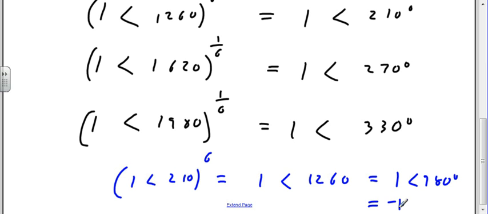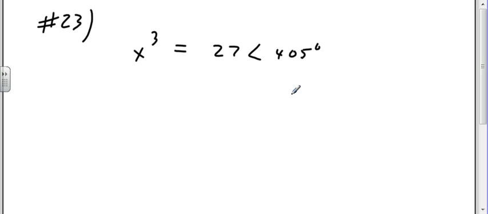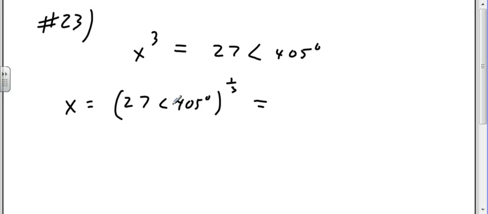Do 23 next. I got x cubed is equal to 27 angle 405. Well, that's incomplete. Okay, well, I'll have to start there anyway. All right, so I want the x's. So x's are going to be 27 angle 405 to the 1/3. So that's going to be 3 angle, what's 1/3 of 405? 405 divided by 3. 135.